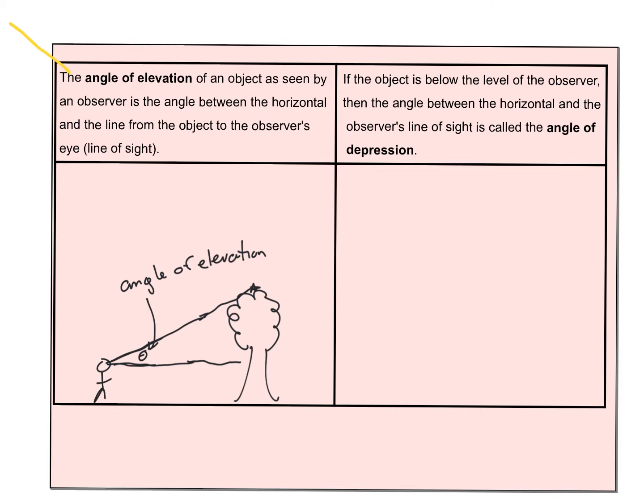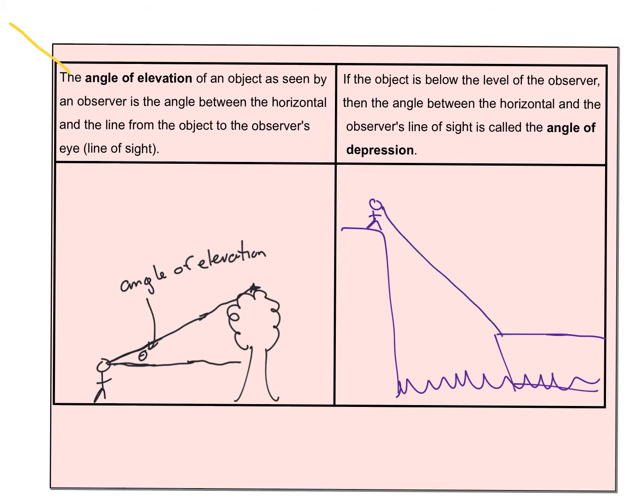Angle of depression is similar, but a little bit different. If you imagine you're on a cliff, standing up here, and there is water down below, and there is a boat down below. You're looking at it. So what is my angle of depression? Again, it goes from straight out. This ends up being my angle of depression.